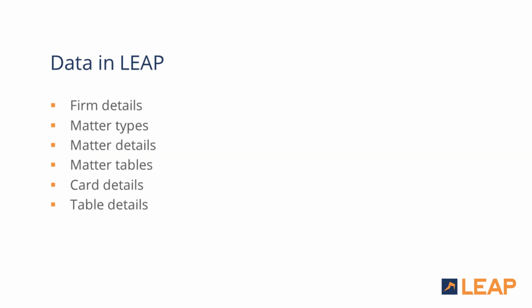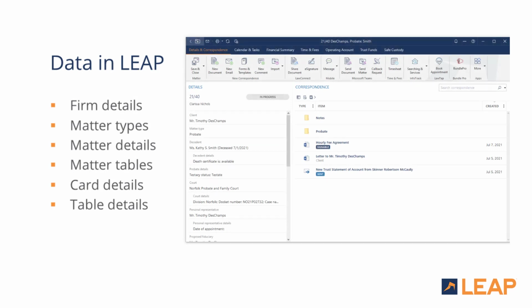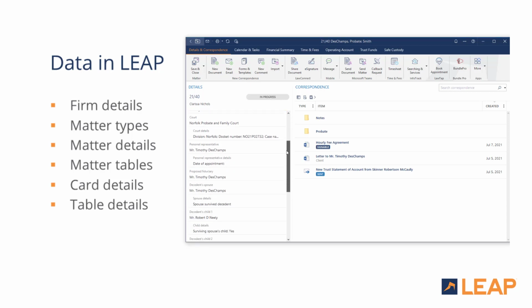But we're not done. Every matter has roles, meaning there are people and other entities that play roles in the matter. For example, every matter has a client. This is the person your firm represents and often the person who is responsible to pay the fees associated with the matter. However, there are many, many other roles.